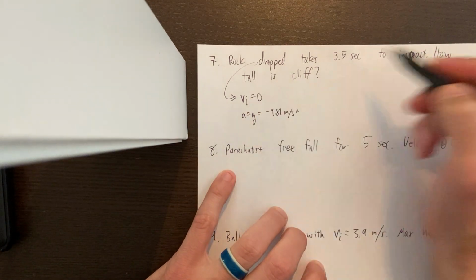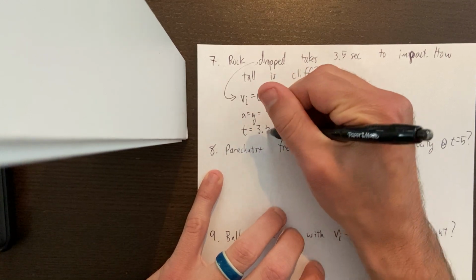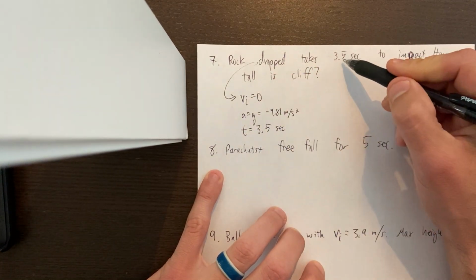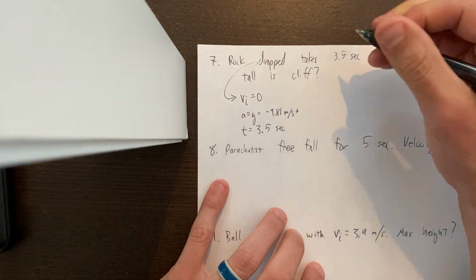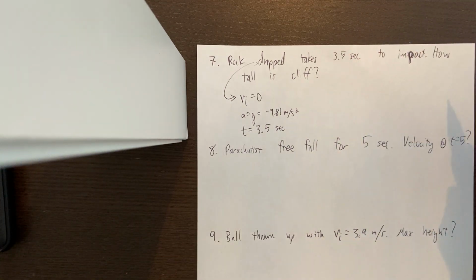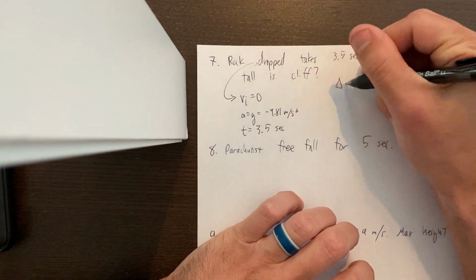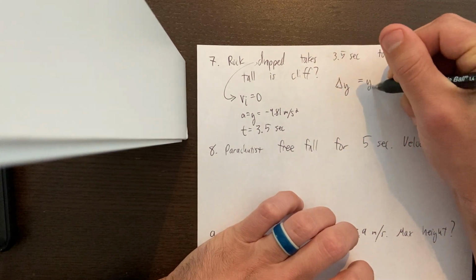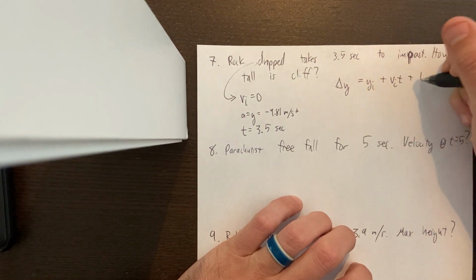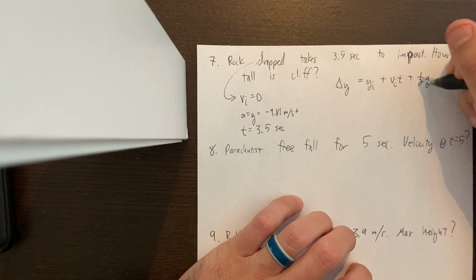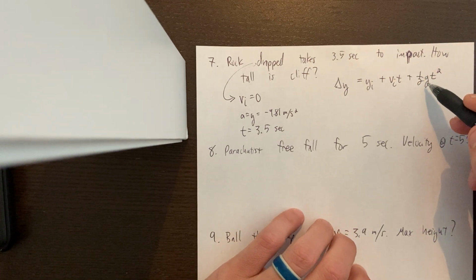And they want to know how tall the cliff is if it takes 3.5 seconds. So this problem is different from the previous two because it includes time, which means we're not going to be able to use the same equation as the last 3 problems. We're going to have to use this one: yi plus vit plus 1/2 at squared. I'm going to go ahead and put gt squared because we know we're going to use acceleration due to gravity.